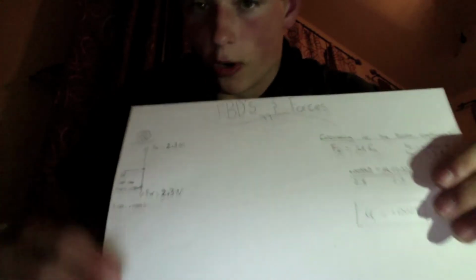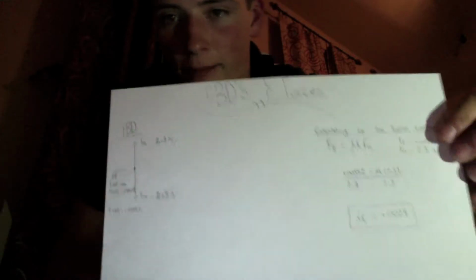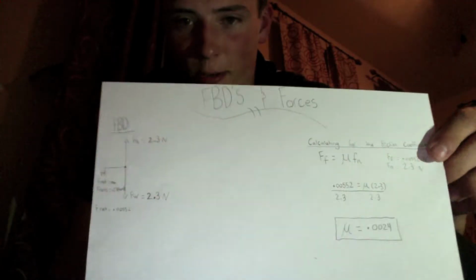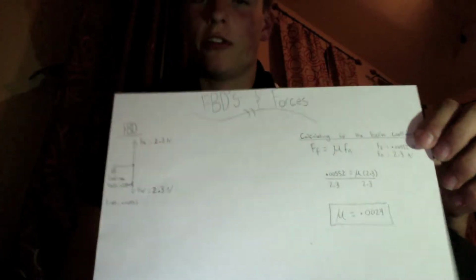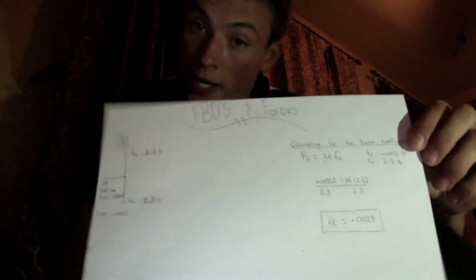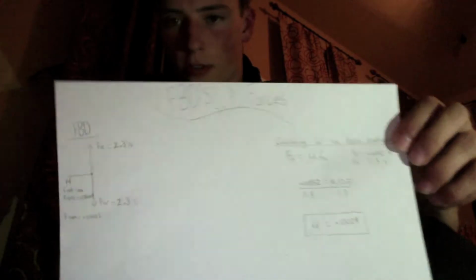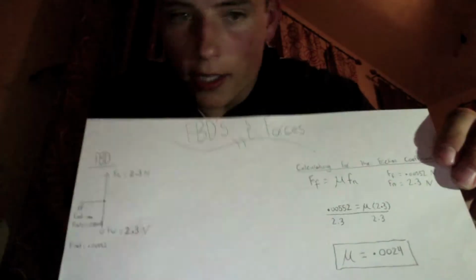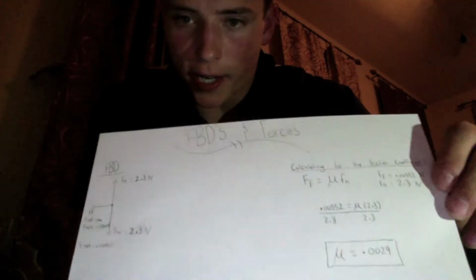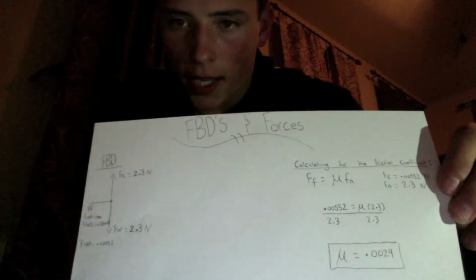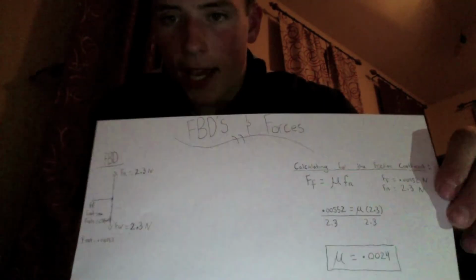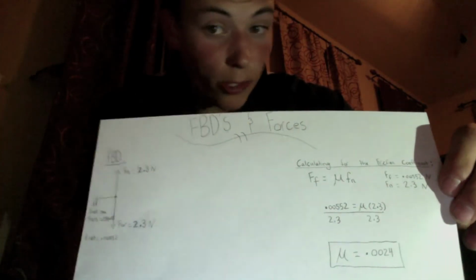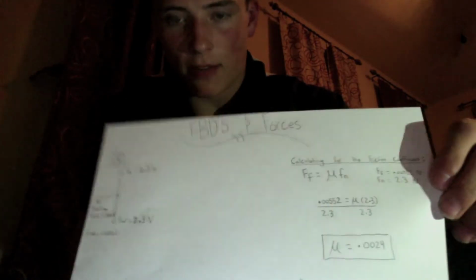Over here we got our coefficient equation. Force friction is equal to mu, our coefficient, times our force normal. We knew already, because we saw them in our free body diagram, our force friction and our force normal, and those were 0.00552 and 2.3 newtons. Then we plugged them into the equation, as you can see.